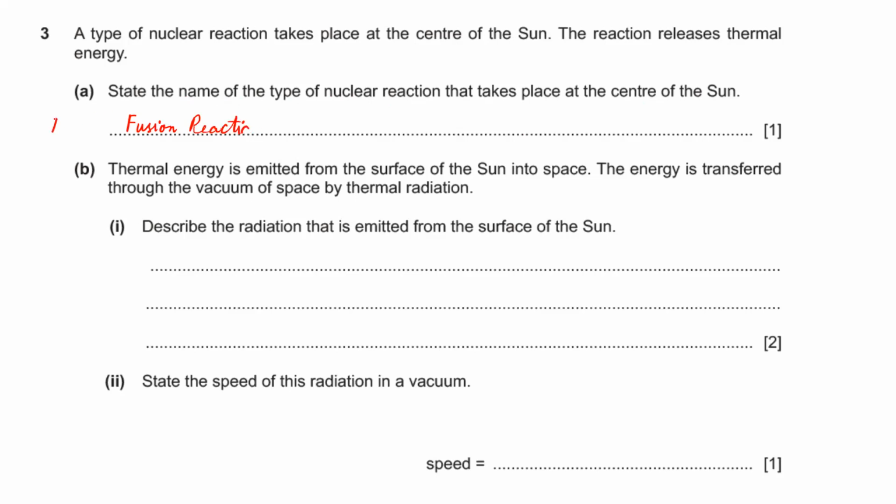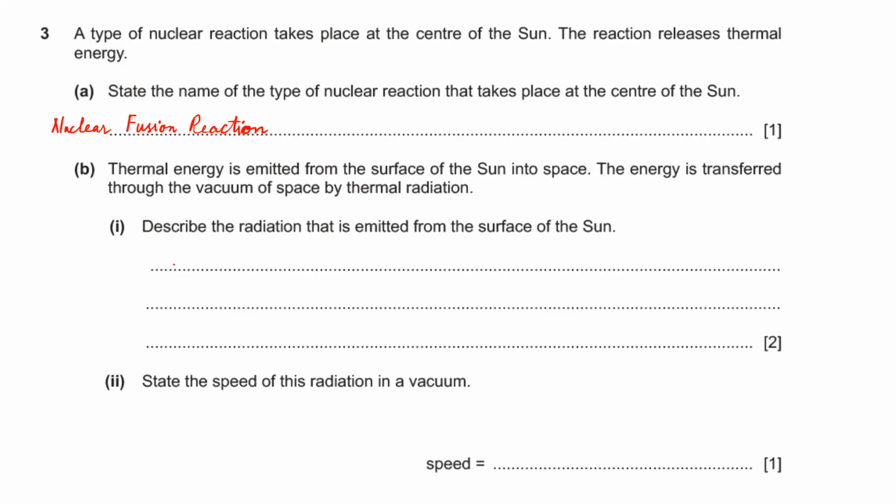Or just simply write nuclear fusion reaction. Then part B: thermal energy is emitted from the surface of the sun into the space. The energy is transferred through the vacuum of space by thermal radiation. Describe the radiation that is emitted from the surface of the sun.